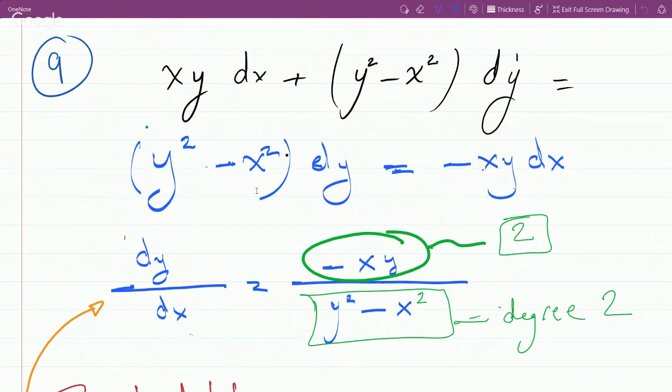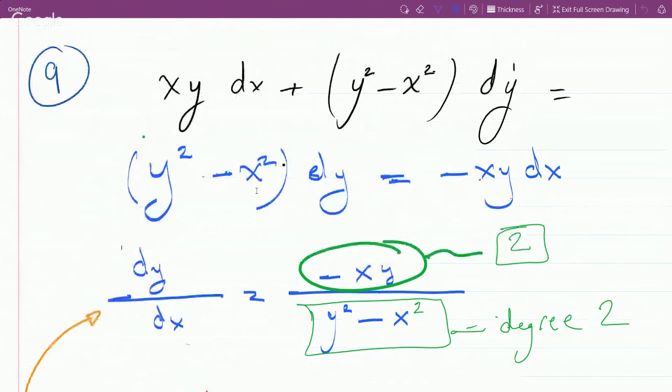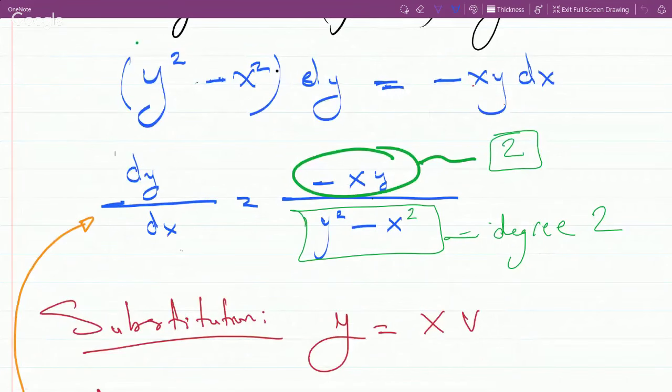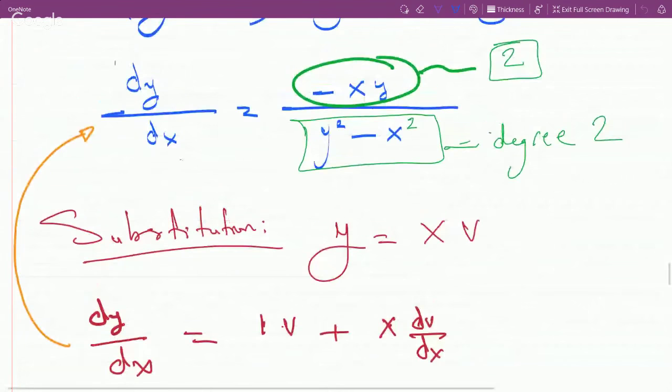Since this is degree 2 and this is degree 2, the numerator and the denominator have the same degree, so you introduce the substitution y equals xv. You're changing the equation from y dependence to v dependence. Now you figure out the derivative of this using the product rule.